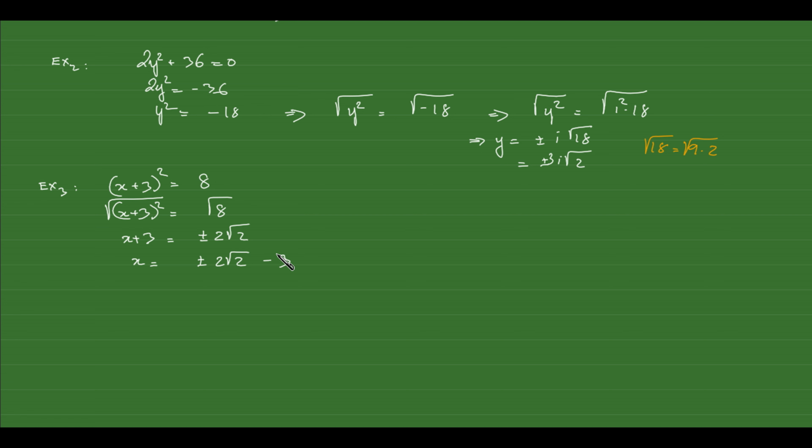The first answer is 2 square root of 2 minus 3. And the second one is negative 2 square root of 2 minus 3. You always have two answers. Sometimes it's repeated, but most of the time it's two distinct answers. Okay.